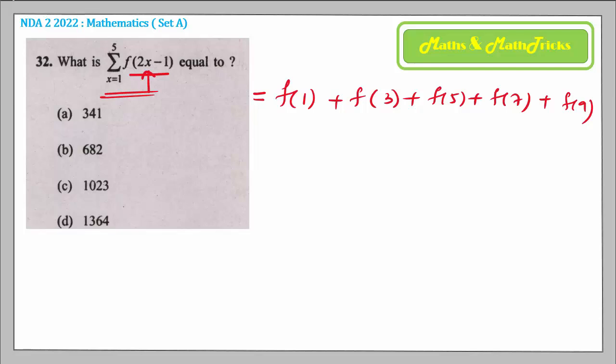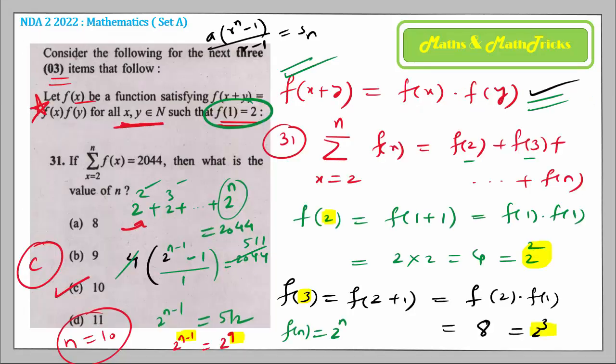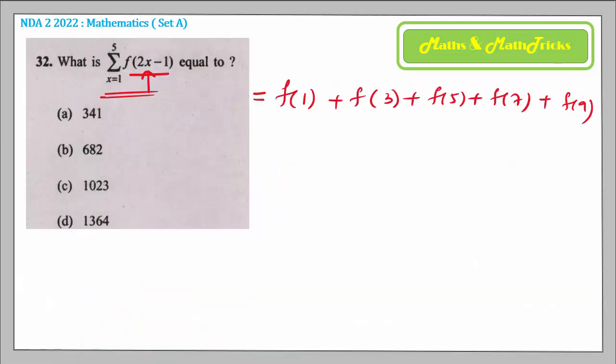Now you have to quickly write down, following the pattern we already studied about the function. What is the function? f of n function we already established, 2 to the power n. So what shall I write for f of 1? It's 2 to the power 1. Anyway, it is given 2 to the power 1 only for f of 1, so we match the pattern. f of 3 is 2 cube. f of 5 is 2 power 5. f of 7 is 2 to the power 7. f of 9 is 2 to the power 9.